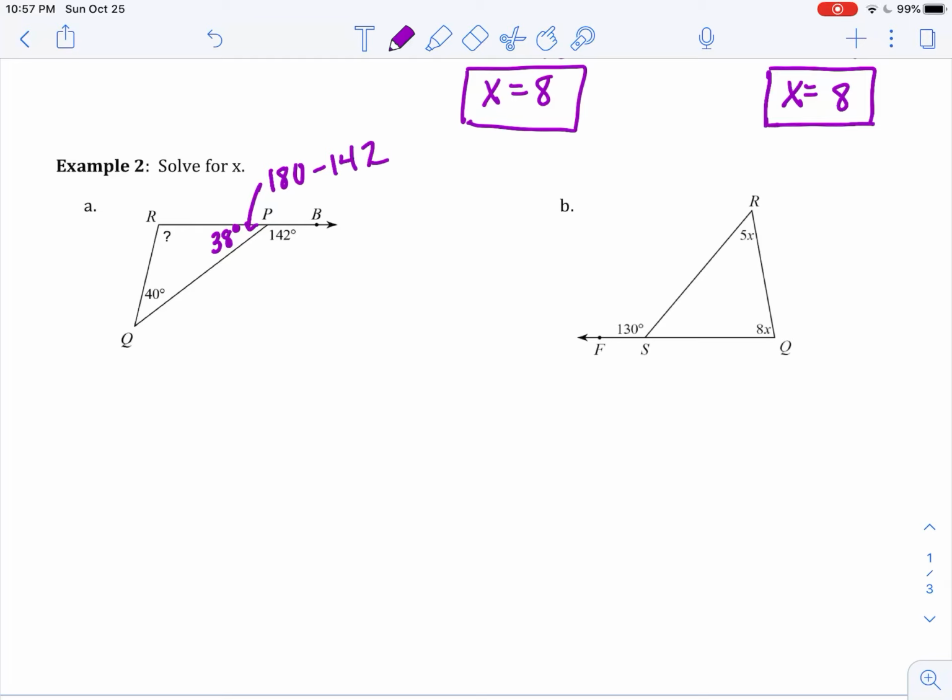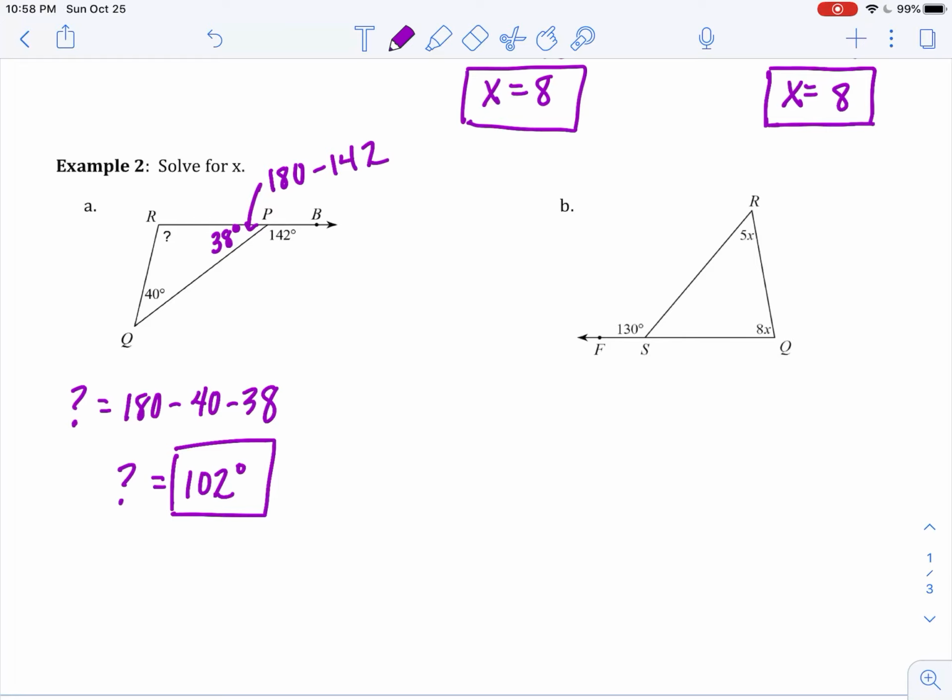And now that we know one more, we know two angles inside our triangle. And so the missing angle that's labeled with a question mark, we could just subtract from 180. We could take 180 minus that 40 minus that 38, and we would get 102 degrees. Again, all three angles in the triangle have to add up to 180 degrees. And so you have to just do whatever you need to get the inside angles to add to 180. And in this case, we had to use our linear pair.